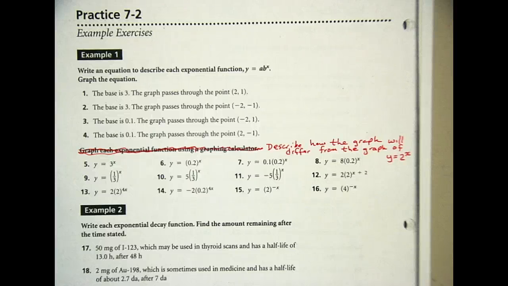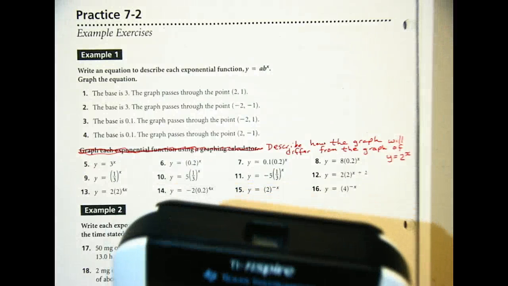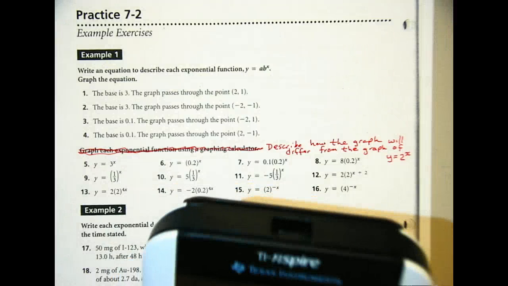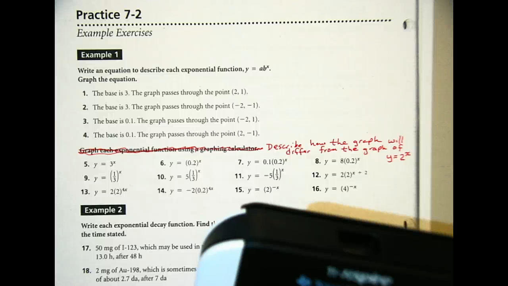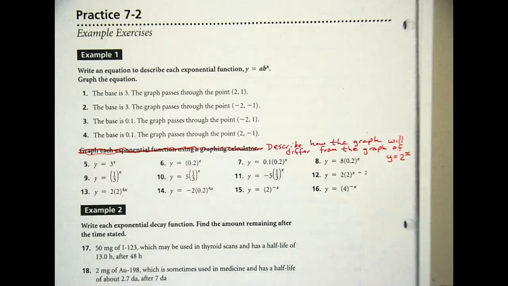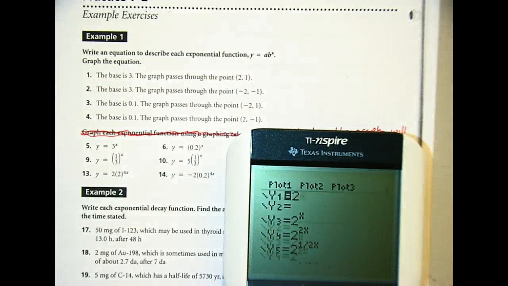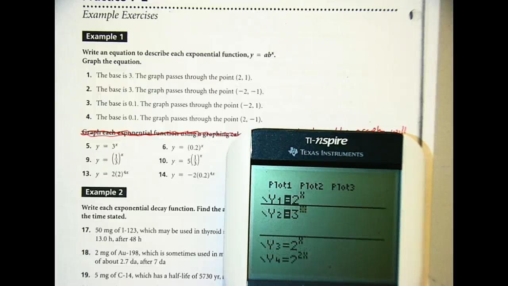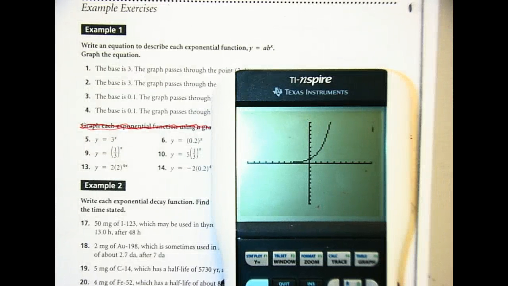All right, let's go ahead and take a look at this. Hold on. Everyone go ahead and grab your calculator. Make sure you've turned off all your other plots or deleted them, however you're going to do it. Okay? So go ahead and put in y equals 2 to the power of x, and then y equals 3 to the power of x. And we're going to hit graph.